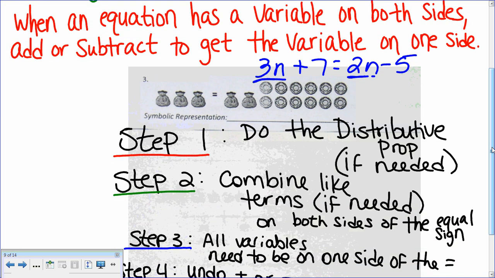So, when solving a multiple step equation, step 1 says you can do the distributive property, and notice how it says if needed. There may not be parentheses with a number in there to multiply through. Again, combine like terms if needed, and again, on both sides of the equal sign. So sometimes again, it's multiple steps. There's lots of work that we can do.